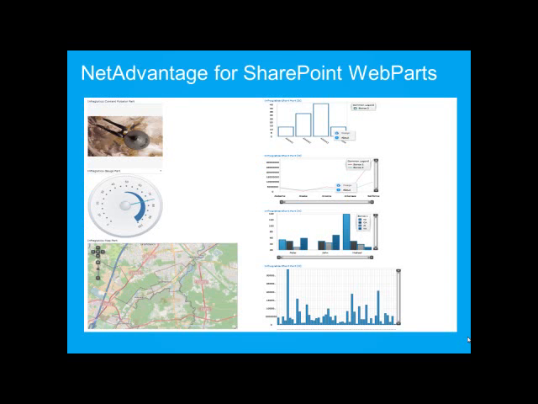So here's some pictures of NetAdvantage for SharePoint web parts. Here we have the content rotator, which is at the top left hand of the screen with some images that flip through. Then we have the gauge web part where you have a gauge control that can be fully configured. Then underneath that we have the map control, and you could set the starting point of where it will initially load very easily. And then you have the various chart types, and that's not all of them. There are additional chart types in addition to just these 4 charts that are here.